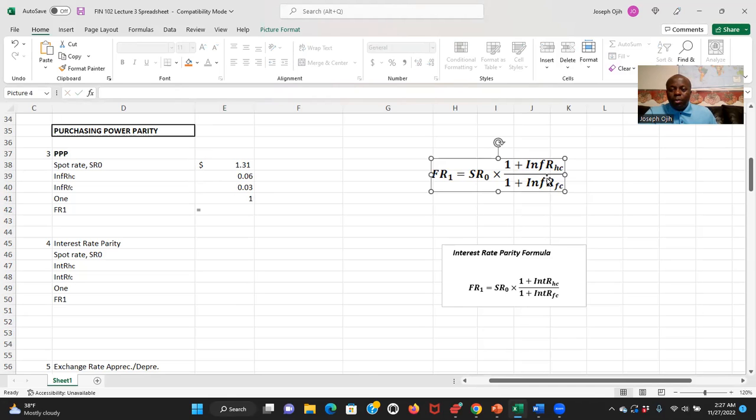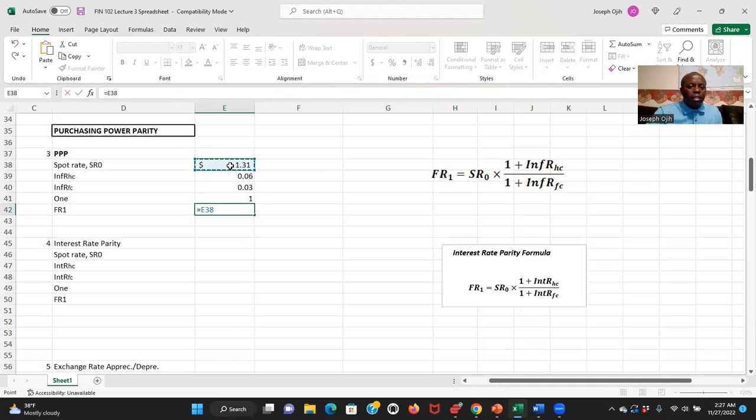Spot rate times 1 plus inflation rate in the home country divided by 1 plus inflation rate in the foreign country. So I use parentheses to make sure that I'm following the order of operations in maths. The spot exchange rate is this, click this, times. In Excel, an asterisk represents times. So I'm going to use parentheses to click 1 plus the inflation rate in the home country, close the parenthesis, divided by another parenthesis, 1 plus inflation rate in the foreign country.